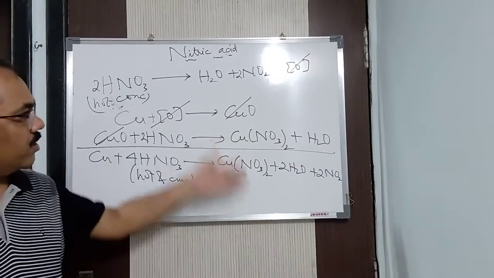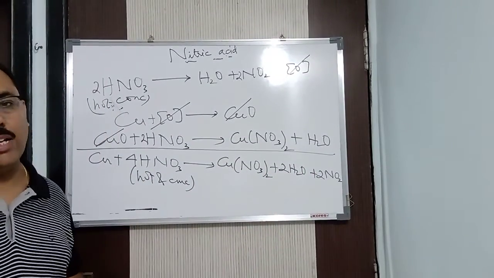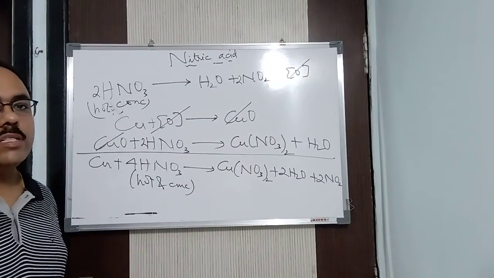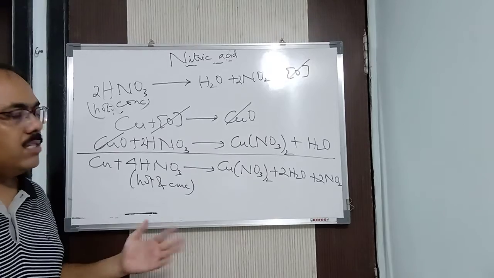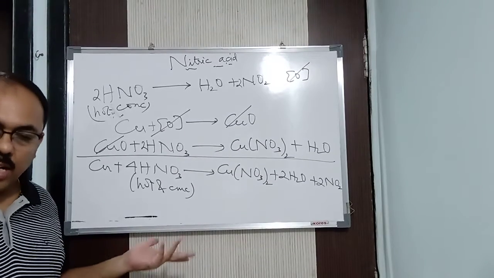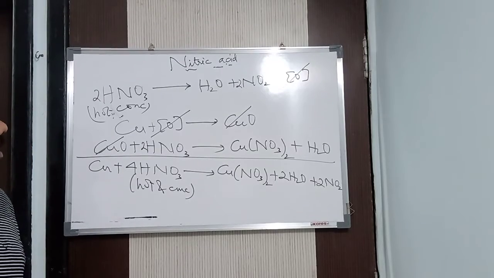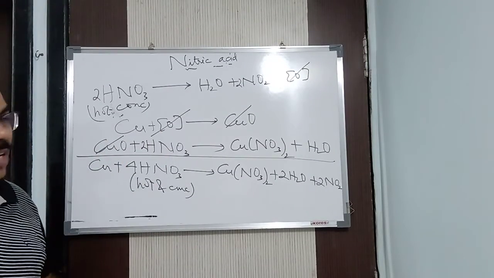And how to remember the equation? Because many of you in the last class were saying to me, how to remember the equation. So hence I wrote it stepwise. This is the easiest method to remember the equation and to understand the equation. So now remember it, copper with hot and concentrated nitric acid, we got one nascent oxygen.